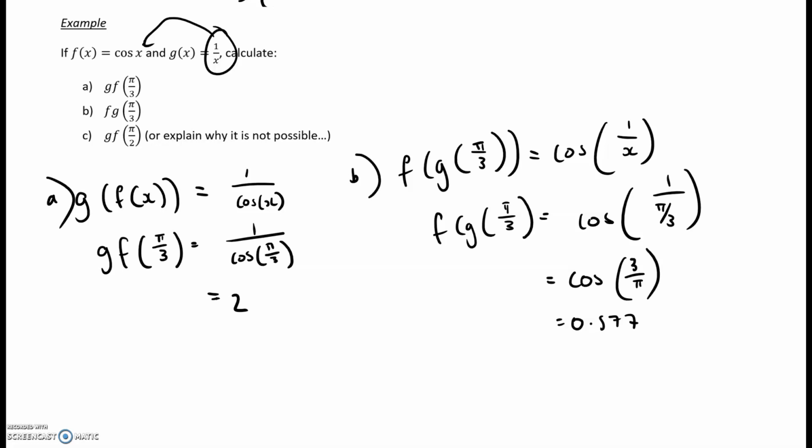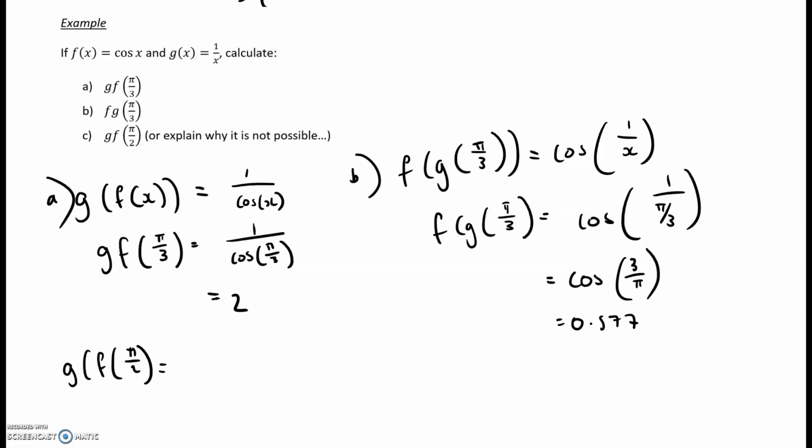Okay. g of f of pi on 2. Now, it says here, explain why this is not possible. And I'm going to talk you through that a little bit, but not too much, because again, you go into this in more detail after the first 4 chapters of Pure.